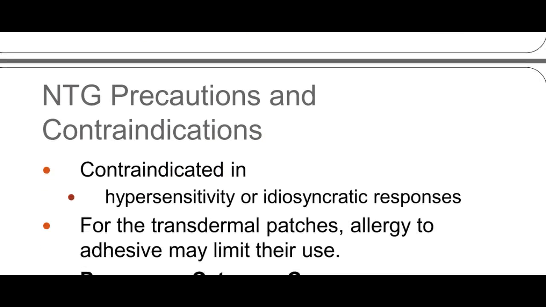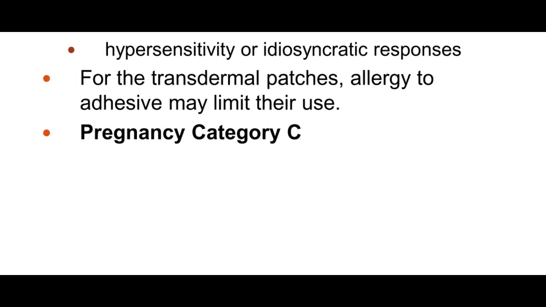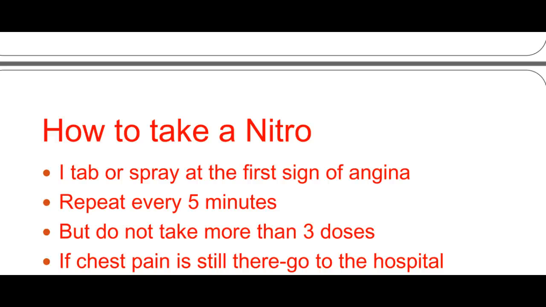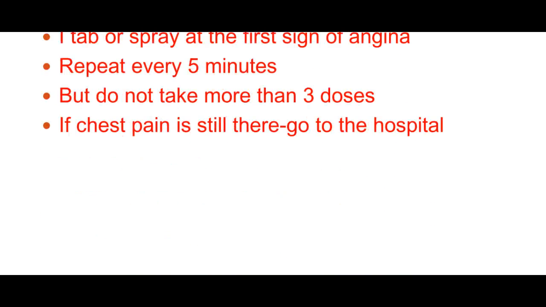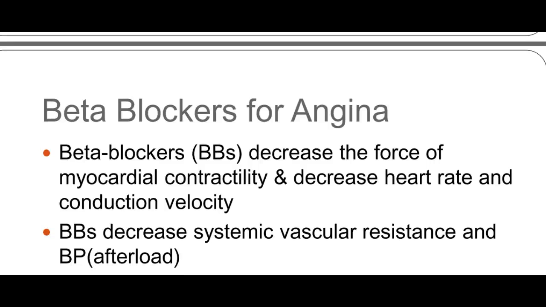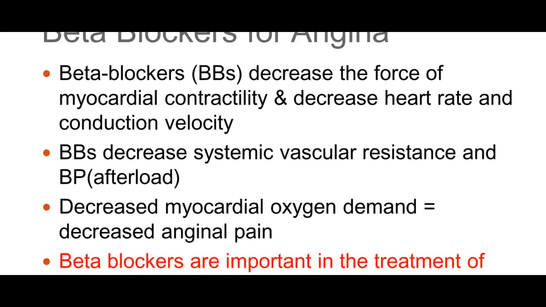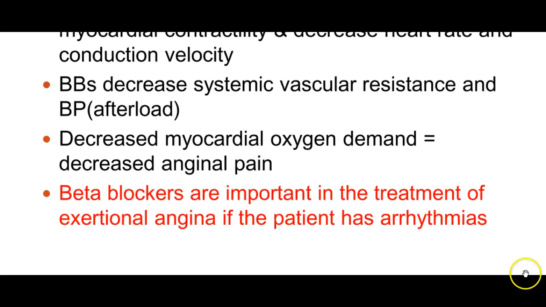Okay, so your patients with angina, and you saw the different classes and what meds to give. This is how to take nitro, but actually, let's talk about the beta blockers first. Beta blocker is also part of their treatment plan, especially if they have exertional angina or any kind of arrhythmias or dysrhythmias.